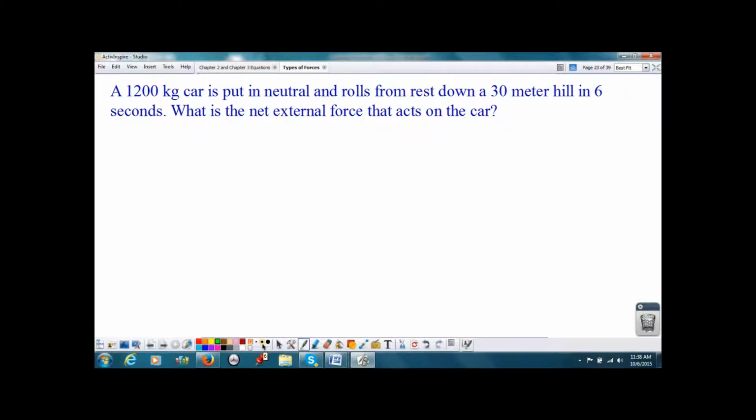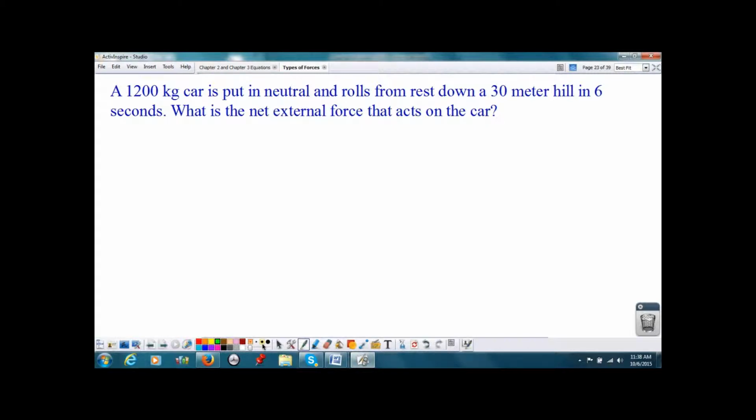We've got a 1,200 kilogram car, and it's put in neutral, and it rolls from rest down a 30-meter hill in 6 seconds. And we are asked, what is the net external force that acts on the car? We're going to do this problem the way we do all of our problems.